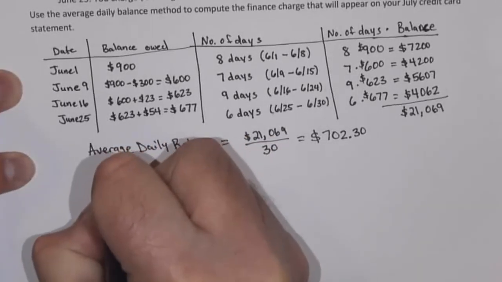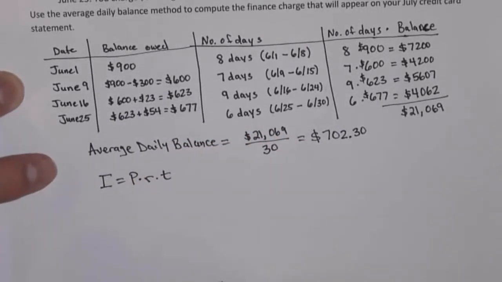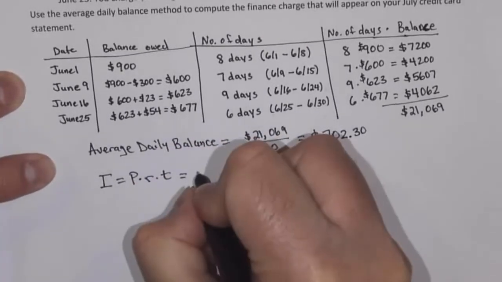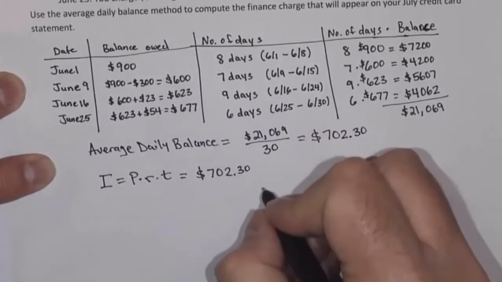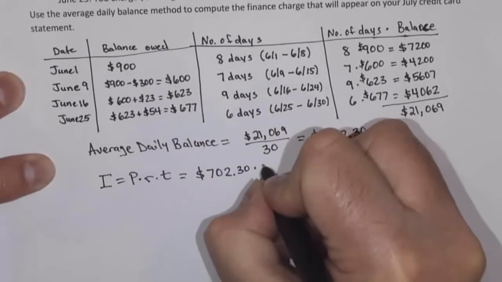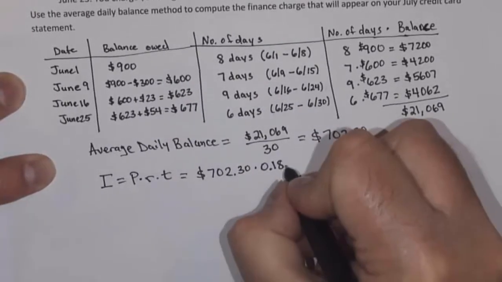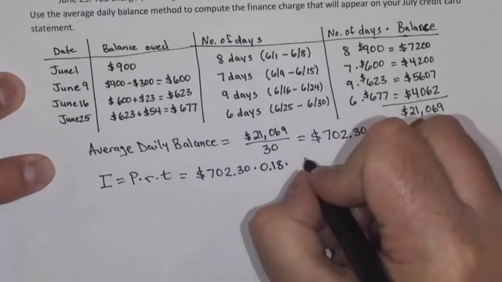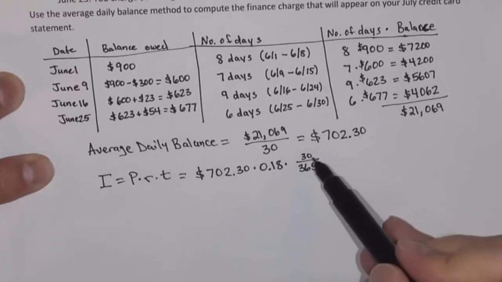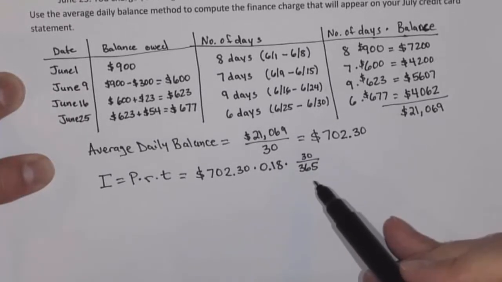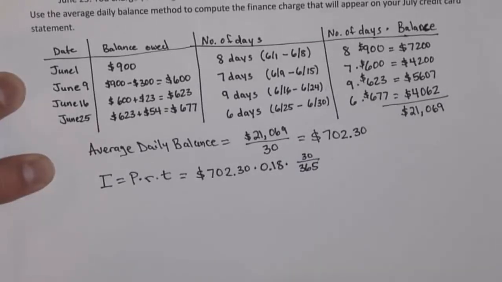So step 3, I'm going to calculate my interest by using the simple interest formula. Interest equals principal times rate times time. But our principal is this average daily balance. So that is $702.30. Our rate for this problem was 18%, so times 0.18, writing 18% as a decimal, times time, but this was 30 days out of 365 days, so we're taking the number of days divided by 365. So again, we're converting the 30 days into a fraction of the year.